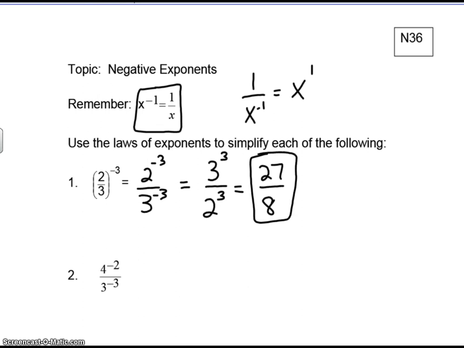Number 2, both exponents are negative. The bases are different. So I'm going to start off by taking the reciprocal. 3 to the 3rd power over 4 squared is going to be 27 over 16.